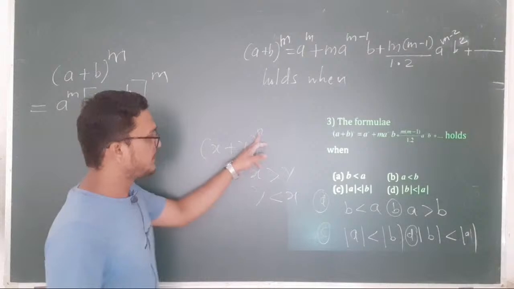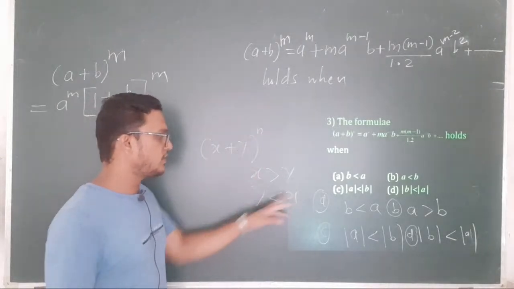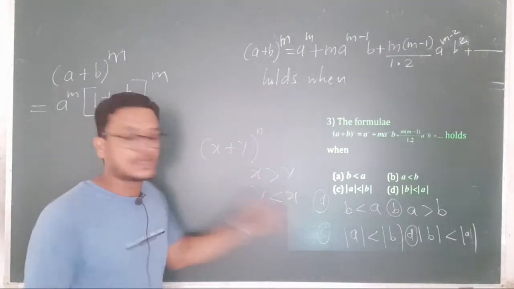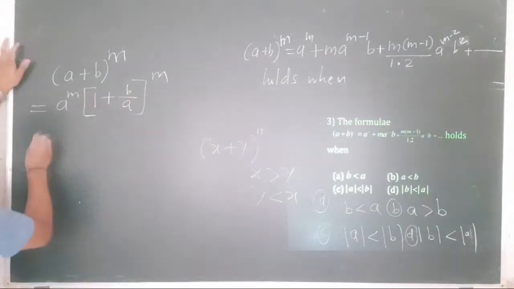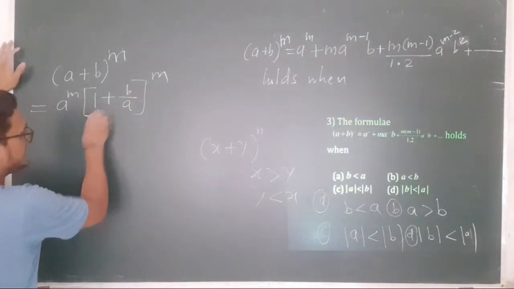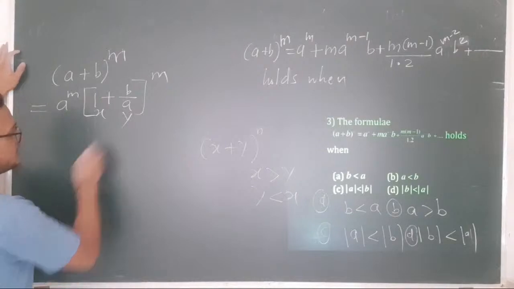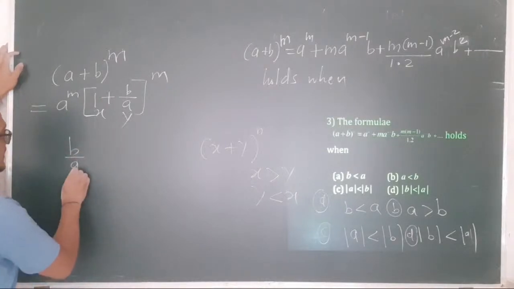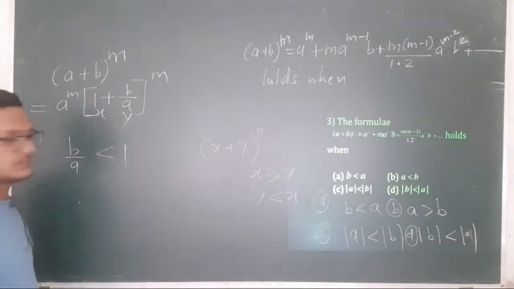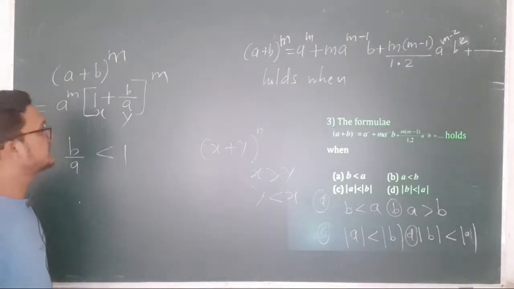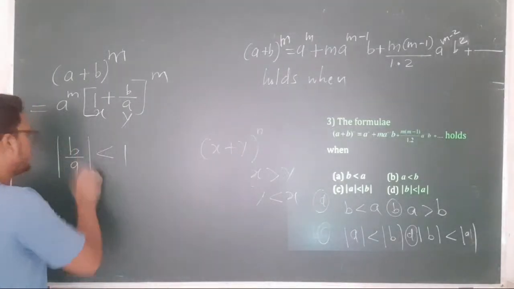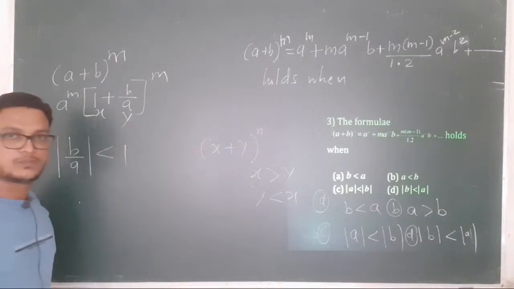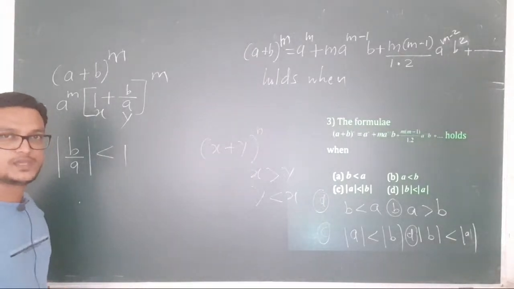In x plus y to the power n, x is greater than y, or I can say y is less than x. So here also, this is x, this is y. Therefore b by a is less than 1. But here I'll take modulus, because it should be positive.